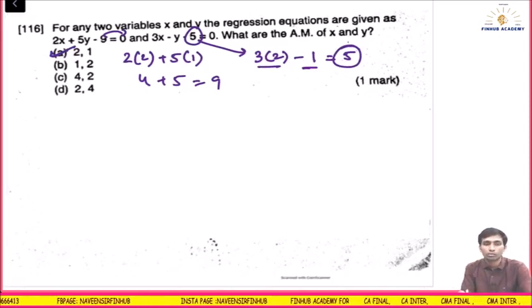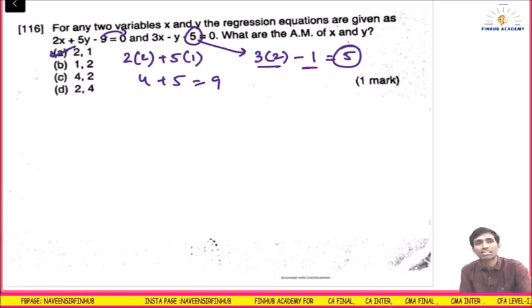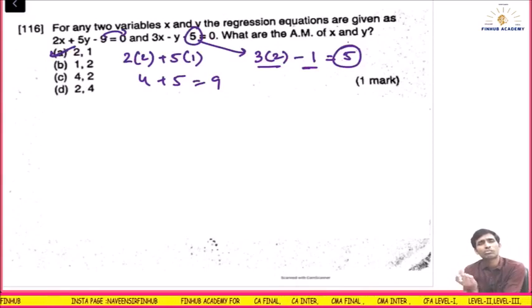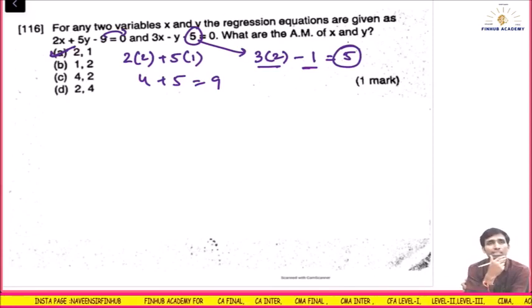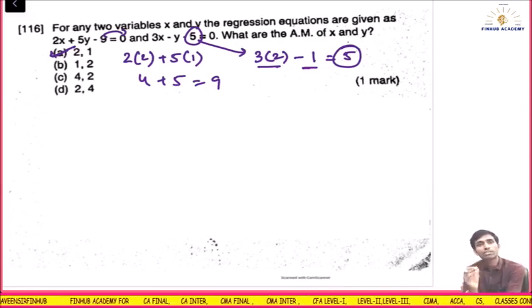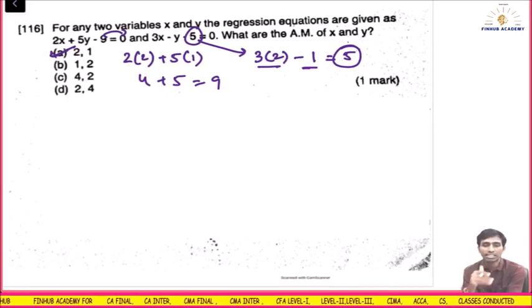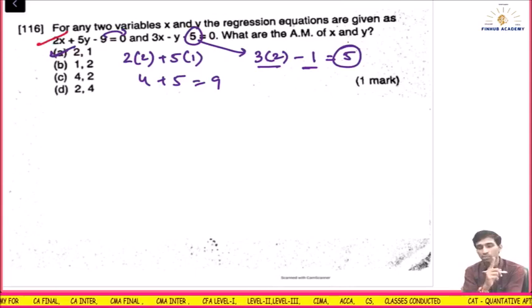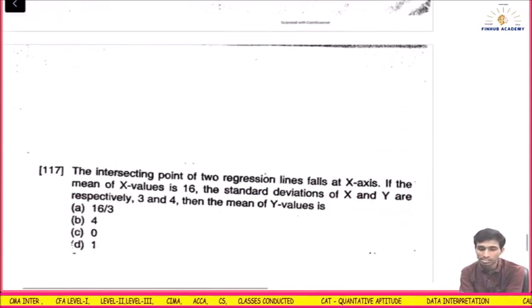If I have to solve it simultaneously, I have to get the values of x and y. Arithmetic mean means what? X bar and y bar. Where do I get x bar and y bar? Wherever the lines are intersecting. So I have to simultaneously solve these two equations. The best way is to substitute the answer. Here, in the first option itself, I substituted 2 and 1 in this equation, x as 2, y as 1. I got the answer 9. That means it is satisfied. Simultaneously I checked the second one. Check in both the equations.